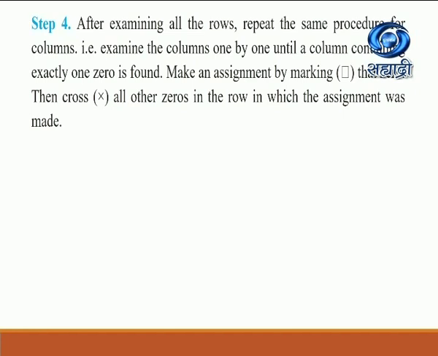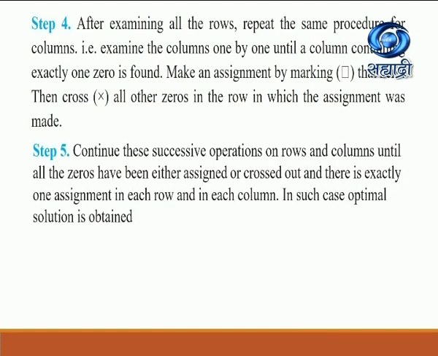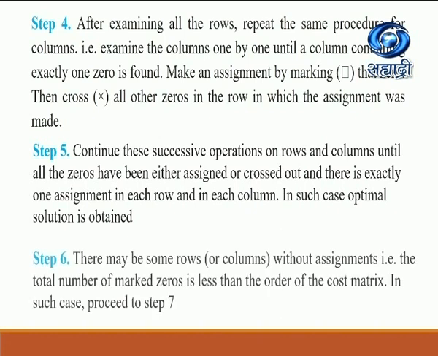In columns also we do the same thing. If we find a single zero, assign it, mark it with a box, and in that particular row we will cancel out all the zeros. So if the zero is marked in a row, cancel all the zeros in the column. If the zero is marked in a column, cancel all the zeros in the row. Continue these successive operations on rows and columns until all the zeros have been either assigned or crossed out and there is exactly one assignment in each row and in each column. In such a case, the optimal solution is obtained because every row and every column has only one assignment.